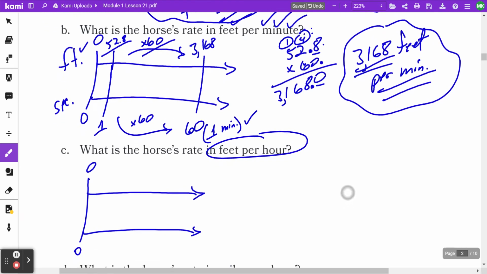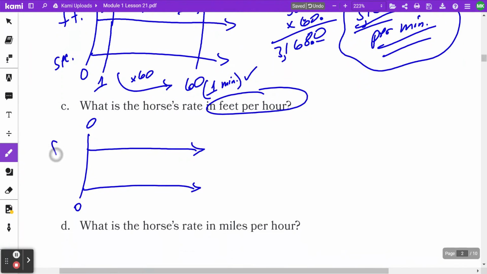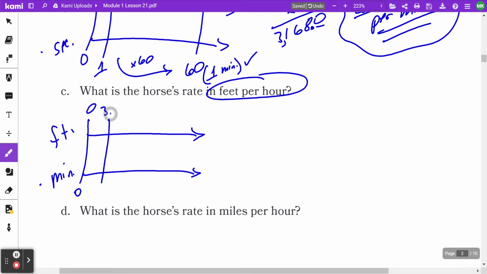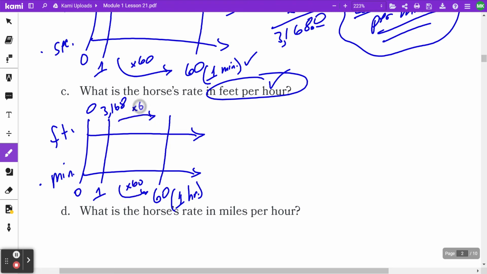So I have 3,168 feet per minute. So feet per minute now, right? I was seconds, now I'm minutes. So I'm going to put that in there. 3,168, 1 minute. Now I need an hour. Well, I know 60 minutes gives me an hour. So over here, there's that 60, in parentheses, doesn't that equal 1 hour? There it is. So guess what? Times 60. Boom. Times 60. See? Chart tells me what to do.